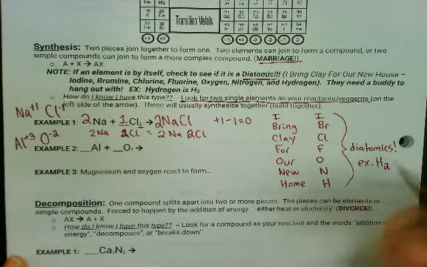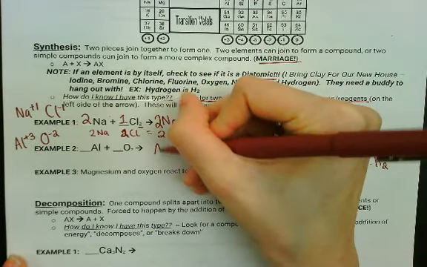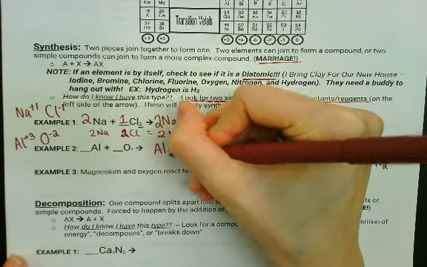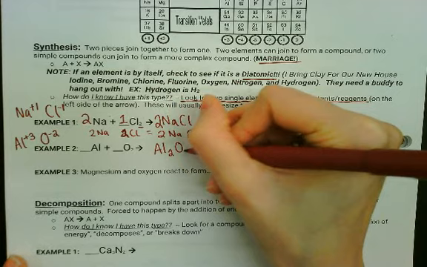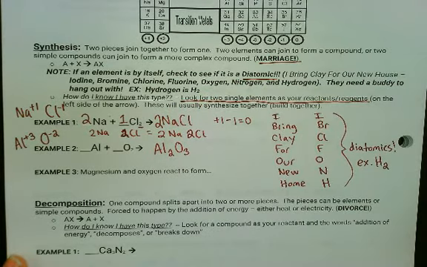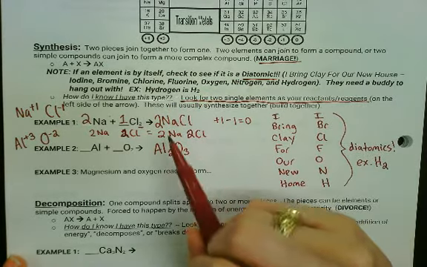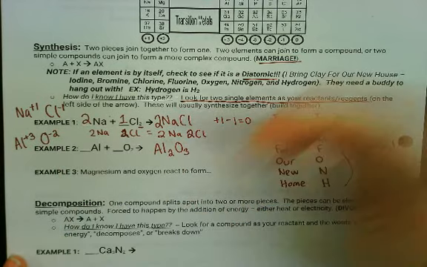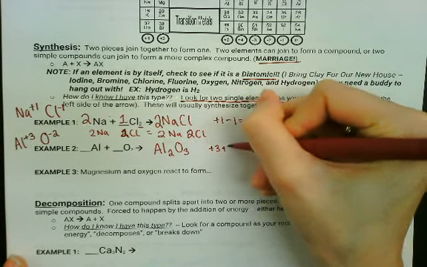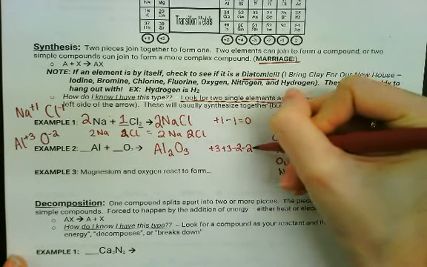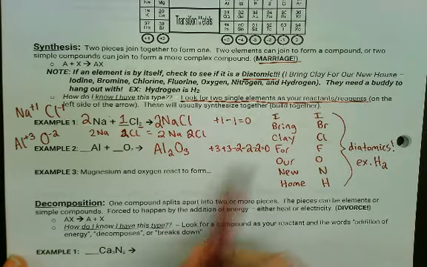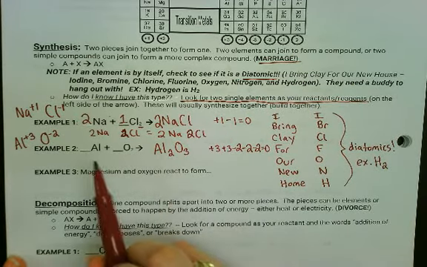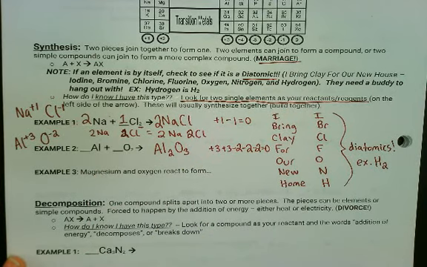So I'm going to use the crisscross method here to get aluminum with a 2 subscript and oxygen with a 3 subscript. And that's going to get me my compound of aluminum oxide. If you want to write out all your charges to double check, make sure that they do indeed cancel, you are more than welcome to do that. But that is our product, the synthesis of aluminum and oxygen here.